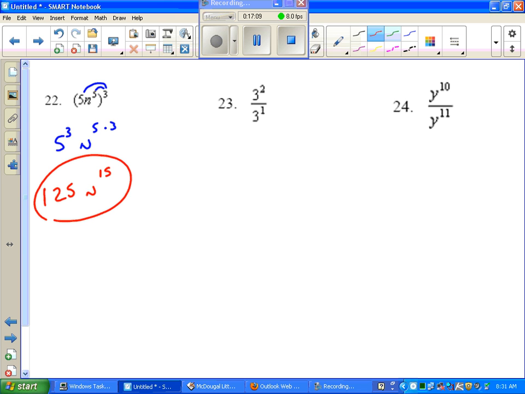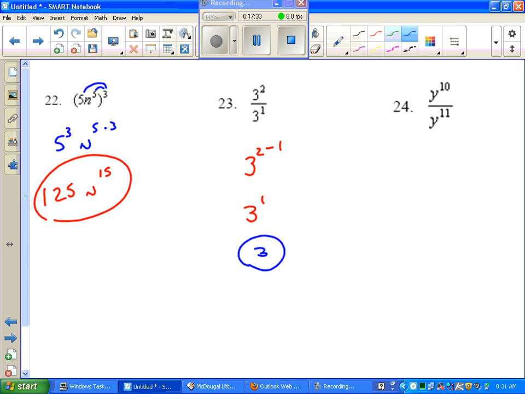Then we have quotients, 3 squared over 3 to the 1st power. What you do with these, since when we were multiplying the same bases, we added the exponents. Now we're dividing the same bases, you subtract the exponents. So 3 squared minus 1 becomes 3 to the 1st power, which simplifies to 3.